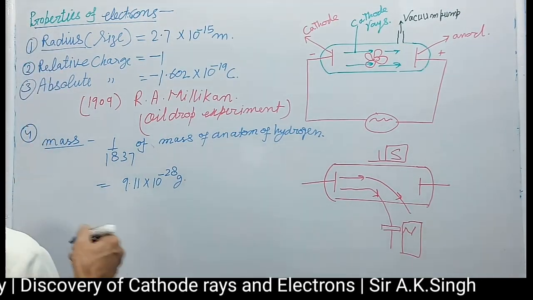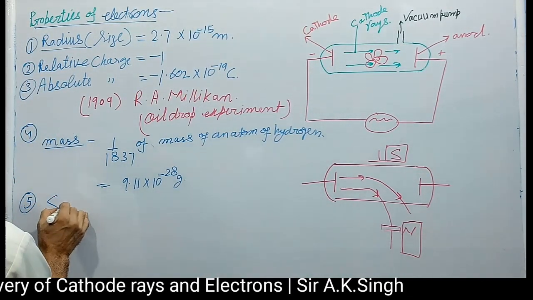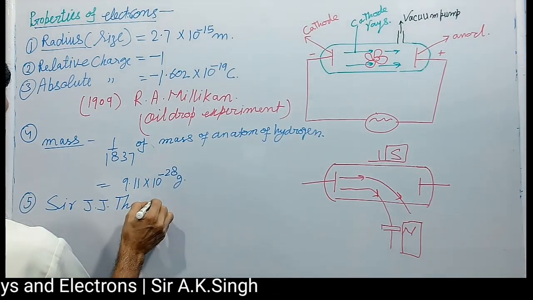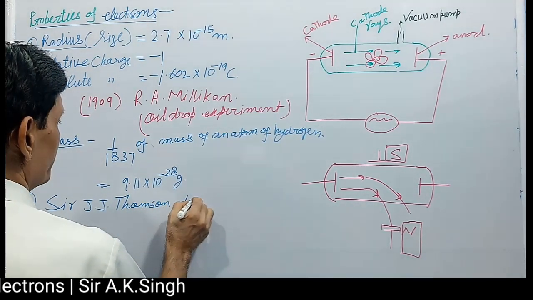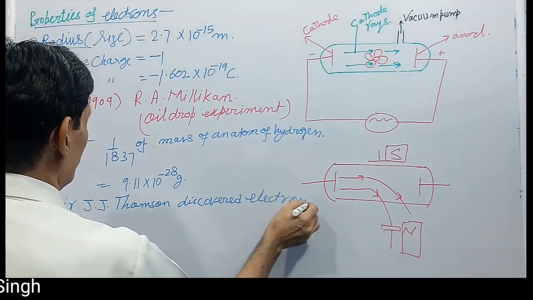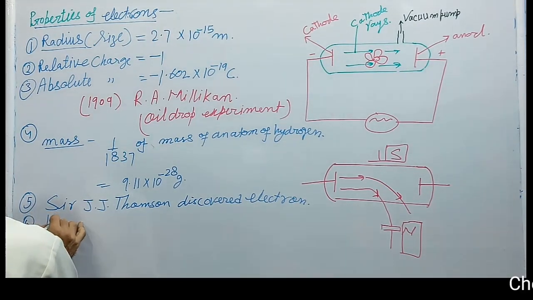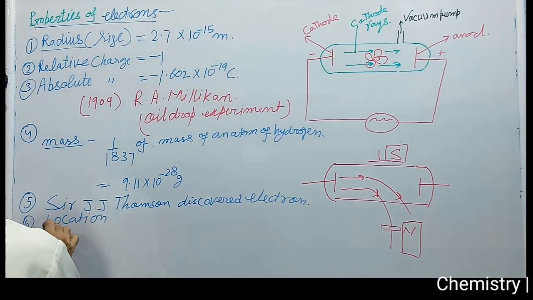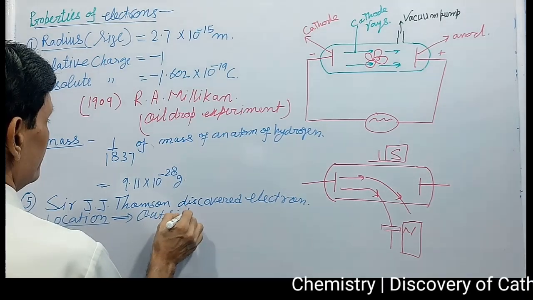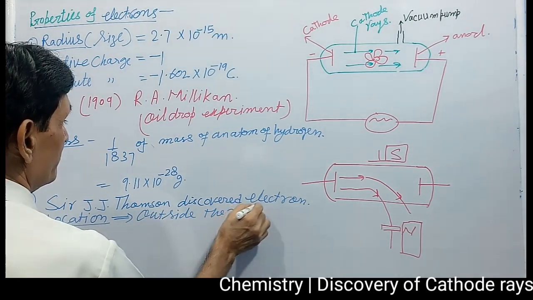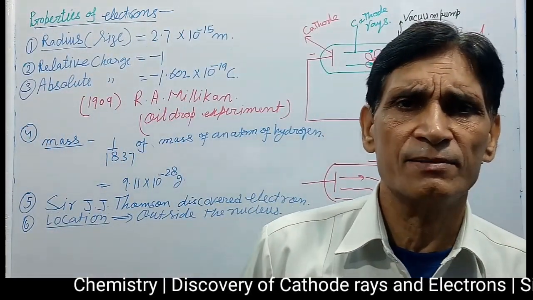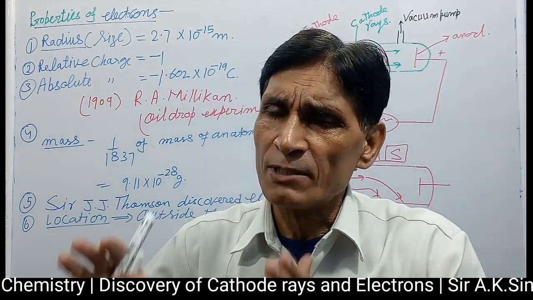Now, who discovered the electron? Sir J.J. Thomson discovered the electron. Location: extra nuclear part, outside the nucleus. Where are electrons found in the atom? Electrons are found in the atom outside the nucleus, in the extra nuclear part of the atom.